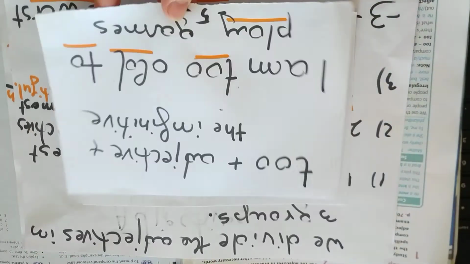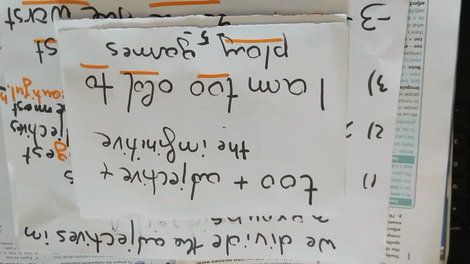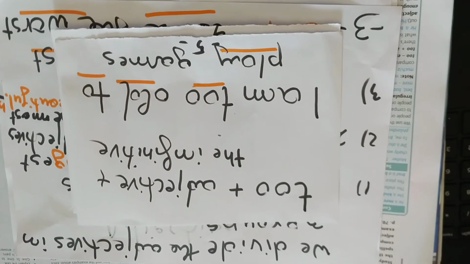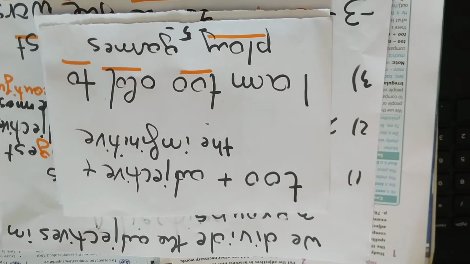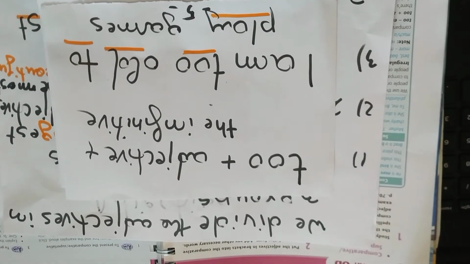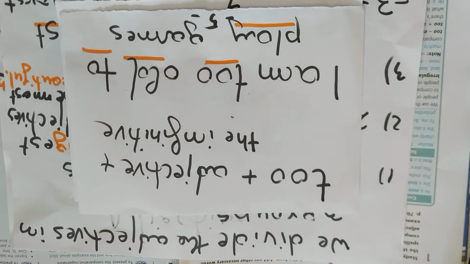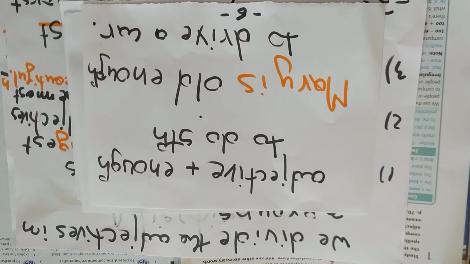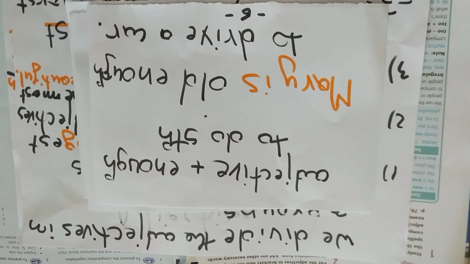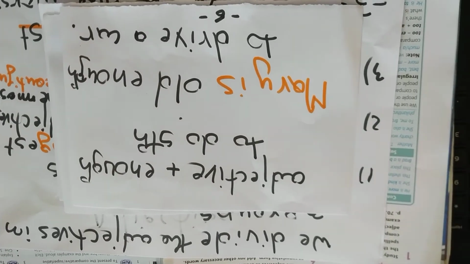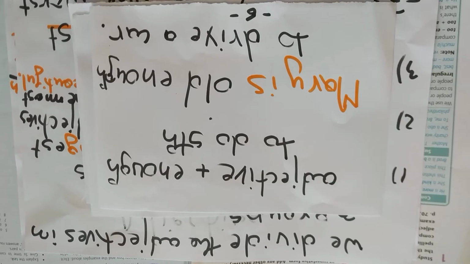Today we're going to learn about 2 other structures. The first one is to plus adjective plus the infinitive. And here is an example for you. I'm too old to play games, so I can't play games anymore. And the other is adjective plus enough to do something. Mary is old enough to drive a car, so now she can drive a car. She is the right age.